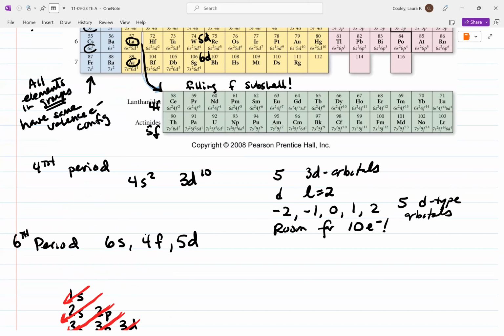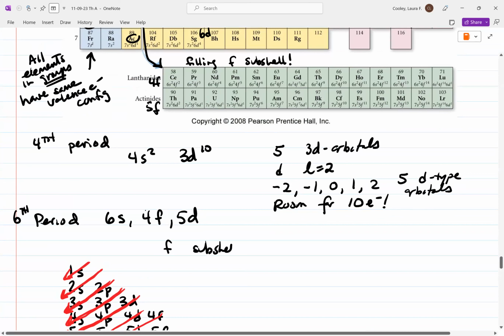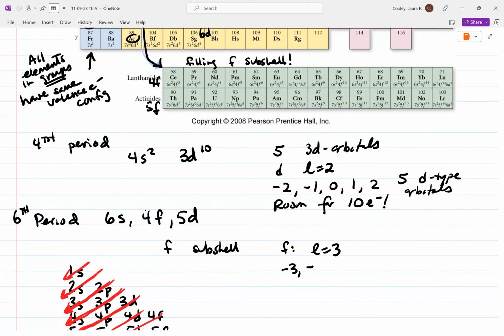And the F subshell, remember now, D was L equals 2, F is L equals 3. So that means there's -3, -2, -1, 0, 1, 2, and 3. There's 7 orbitals. So that's enough for 14 electrons. And if you count 1, 2, 3, 4, 5, 6, 7, 8, 9, 10, 11, 12, 13, 14, that's what those F shells are doing. That's what's down on the bottom of the periodic table.